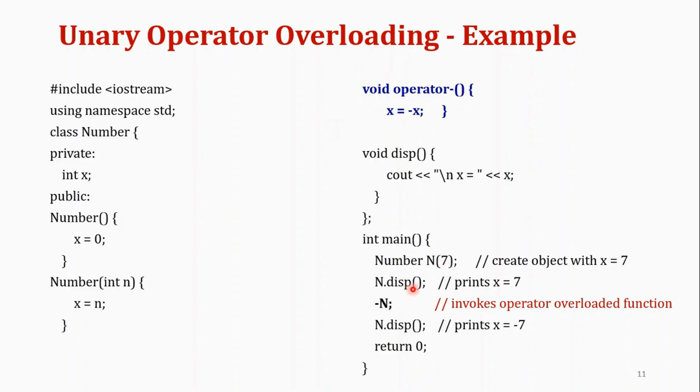The object is created by the parameterized constructor. Calling this function to check the value of x. x will be initially 7, and I'm calling the overloaded minus operator with the object n. Okay, and after this x value will be negated, and to check that I'm calling n.display. Displaying x value will be minus 7. So this is the simple example explaining how the unary operator minus is overloaded. So like this, you can check out the book or material or try other unary operator overloading simple programs.